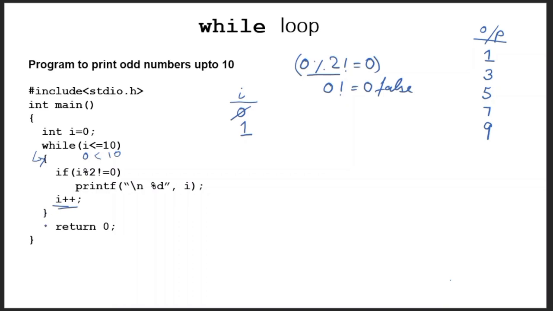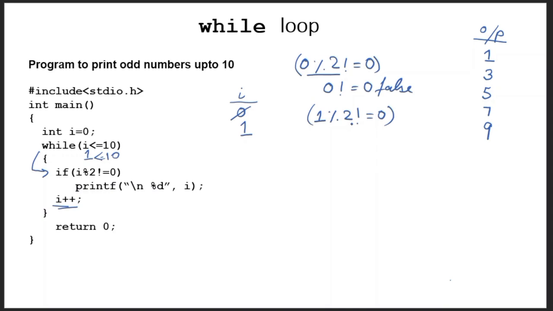Before we come out of the while loop, we check the test expression again. What is the value of i now? i is 1. Is 1 less than 10? Yes, the condition is true. So we enter the body of the while loop and execute the statements. If i modulo 2 not equal to 0, what is the value of i? 1 modulo 2 not equal to 0.